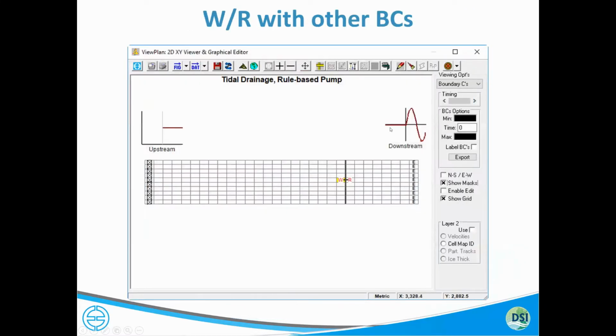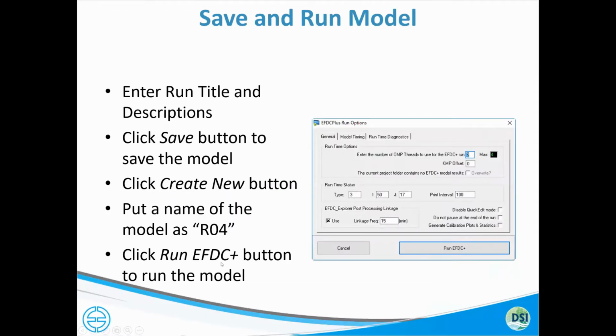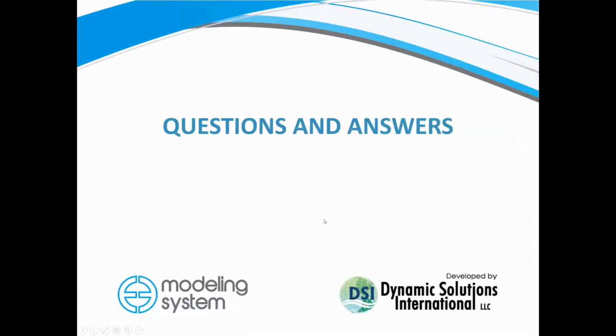This is what it looks like in the plan view. So this is the withdrawal cell, and this is the return cell. We run the model, and then we can look at the output.